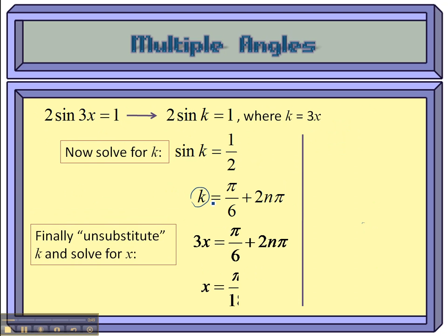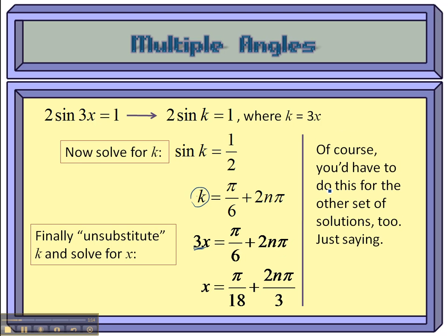So now what we have to do is unsubstitute that k, if that's even a word. Anyway, it's not really k, it's supposed to be 3x. How do I get rid of this 3? I have to divide both sides by 3. When I divide pi over 6 by 3, I get pi over 18. When I divide the period by 3, I get 2n pi over 3. And of course you'd have to do that to the other set of solutions too.